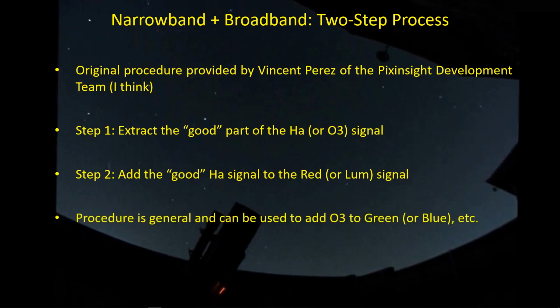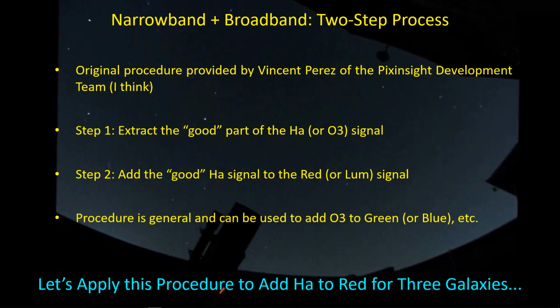Now, this procedure is general. You can use it to add oxygen 3 to the green or the blue filter, or you can use it to add the HA to the luminance filter. In this case, I'm going to be using three examples, three galaxies that I've done some imaging on with three different telescopes, just to show how some of the parameters can vary depending on the type of image that we're talking about and its source.